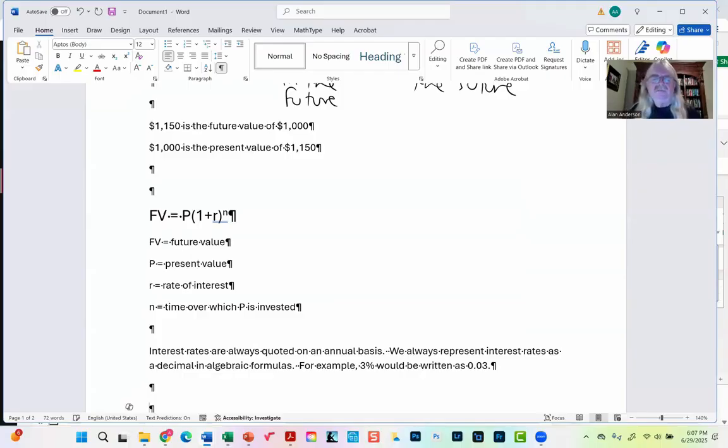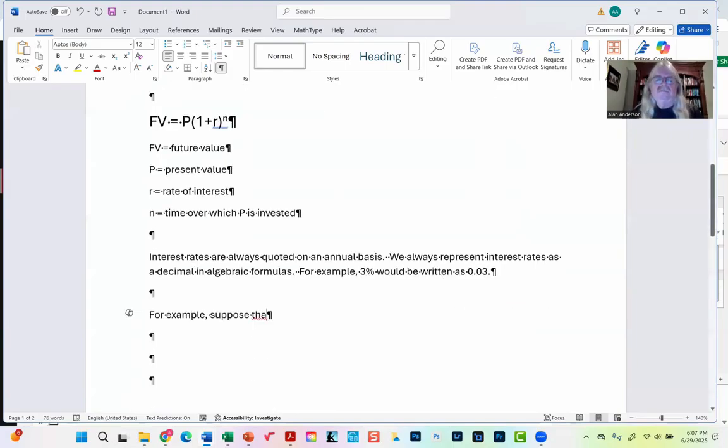Let's say, suppose that $1,000 is invested for 5 years at a rate of 4% per year. So you put the money in the bank, you leave it there for 5 years. At the end of 5 years, you come into the bank and say, how much do I have? And they'll look at it and say, oh, here's your balance. That would be the future value of the $1,000 invested today for 5 years at a rate of 4%.